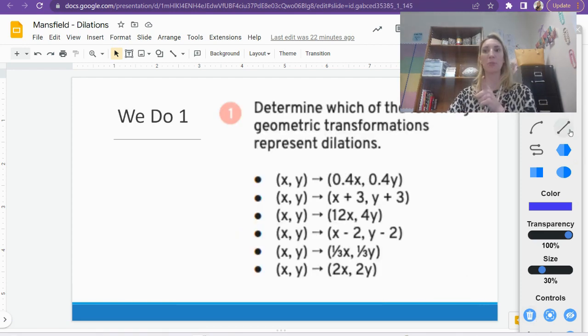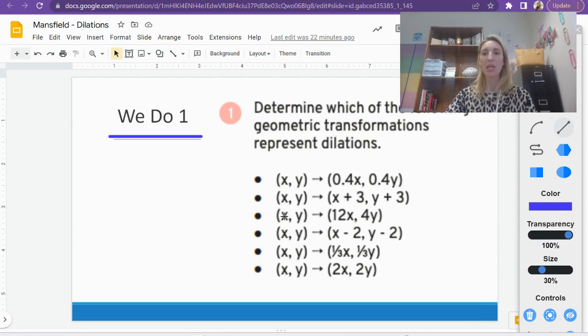Look at this one here. So on your paper, please put the title, We Do Number 1. Okay, I'm going to do this one with you so you understand what I'm talking about. Determine which of the following geometric transformations represent dilations. So I'm giving you a bunch of transformations here. I want to know which one is dilation, which one is not dilation, which one is right, which one is wrong. Okay, for dilation, of course.